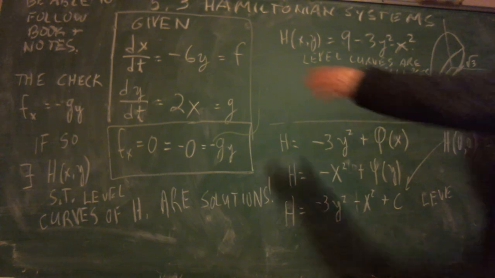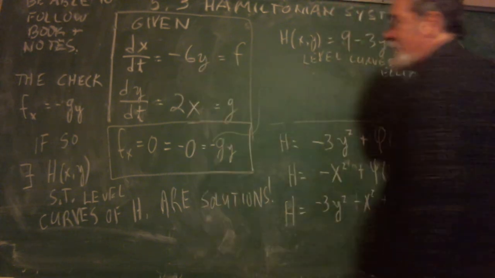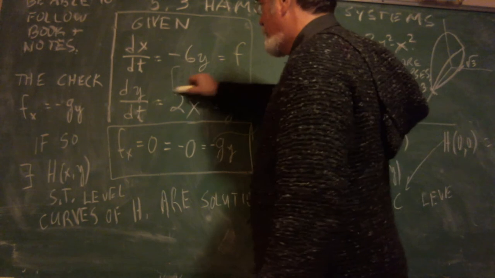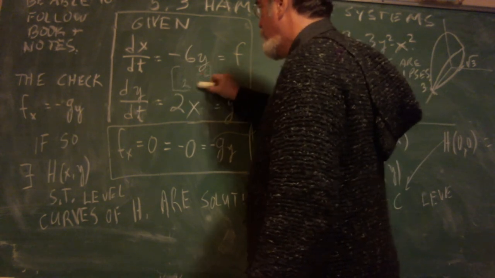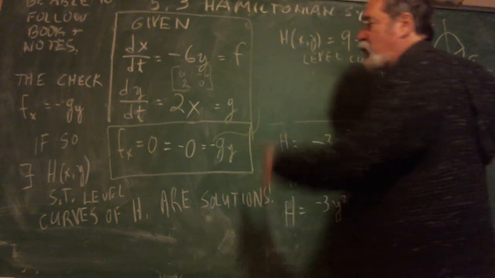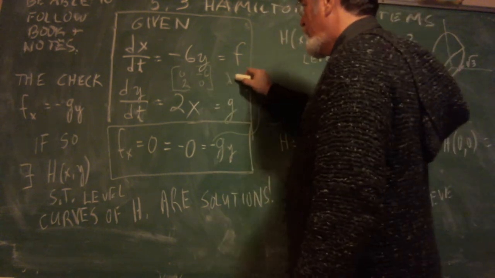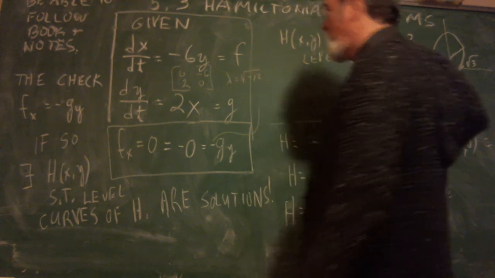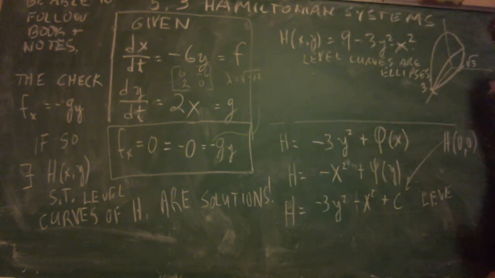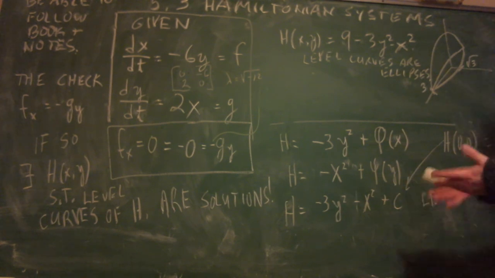Well, because this thing is so simple, we could have done this as a system. We could have done this as a matrix that looks like this. It would have been a negative 6 here, a 2 here, a 0 here, and a 0 here. And that would give me my eigenvalue lambda as the square root of negative 12. So I'm going to get a negative inside of a square root for an eigenvalue, which means my solution curves are either circles or ellipses. And in this case, they turn out to be ellipses.